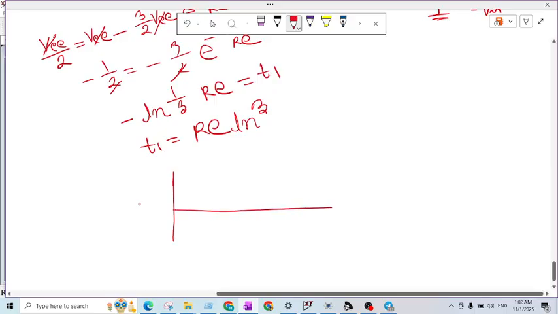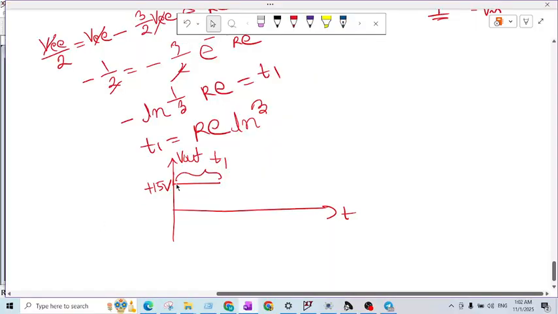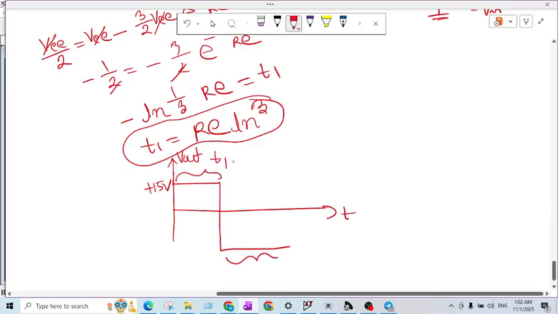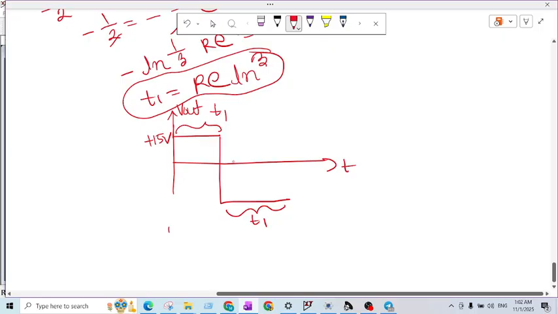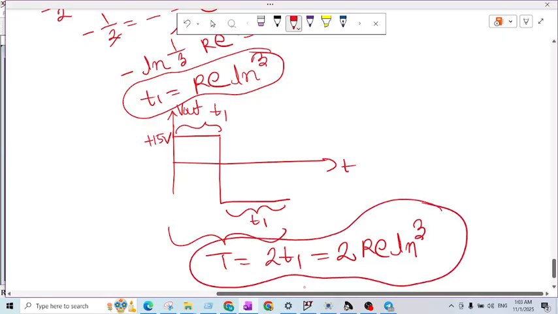Well, so what is this T1? Actually this is the time when the output voltage remains at positive voltage, that means 15 volt. The duration for which the output voltage is 15 volt, this is the time T1. Then the formula for T1 is this. But for another T1, it will remain at the negative voltage. That means if I want to calculate the time period, this is actually 2 into T1, that means 2 RC ln 3. So this is the formula for the time period of this square wave.